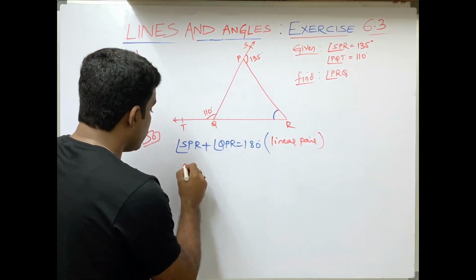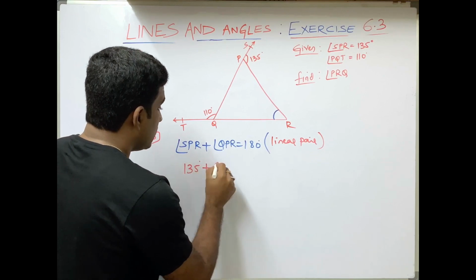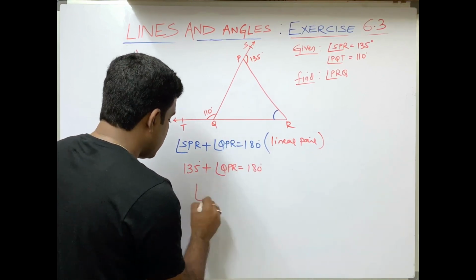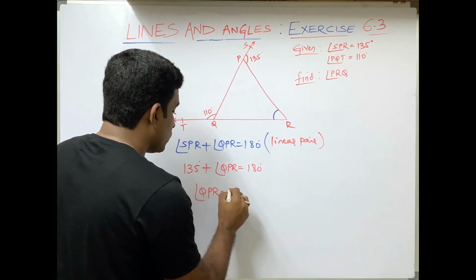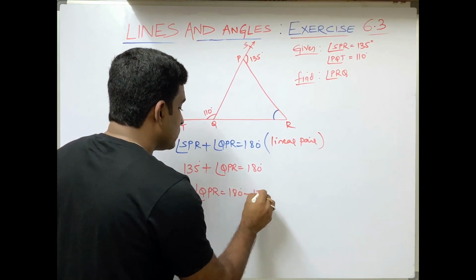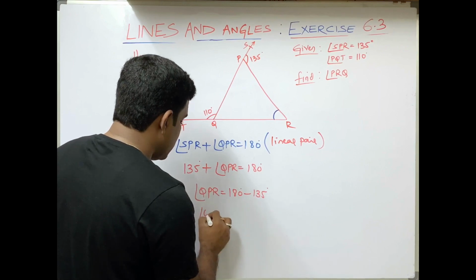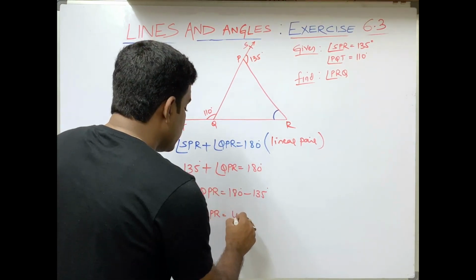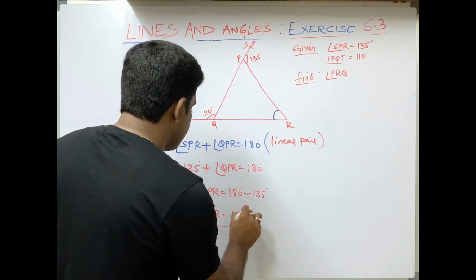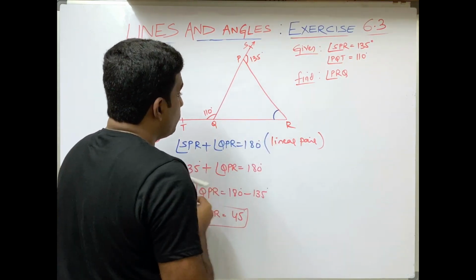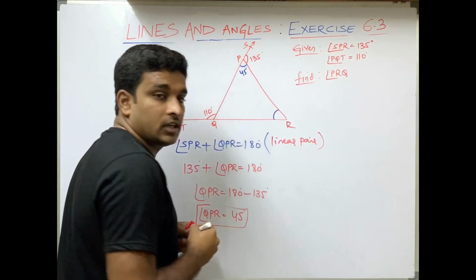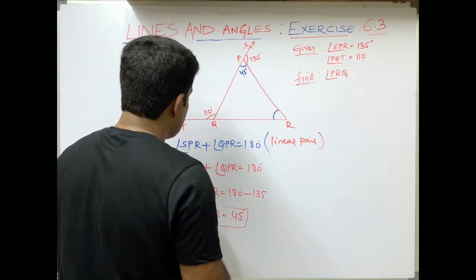Angle SPR we know as 135 degrees, plus angle QPR equal to 180 degrees. That means angle QPR equals 180 degrees minus 135 degrees, which becomes 45 degrees. We got angle QPR as 45 degrees. Clear? Now coming to the next thing.